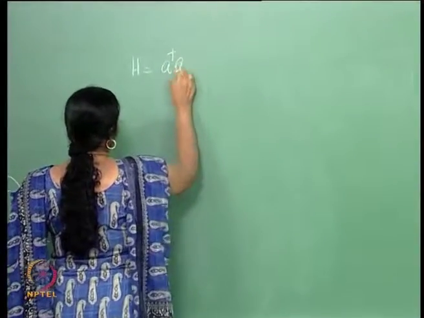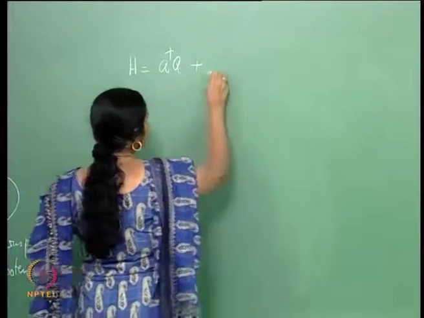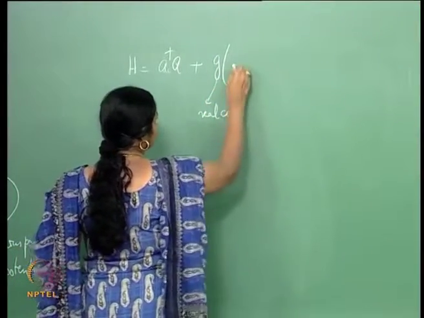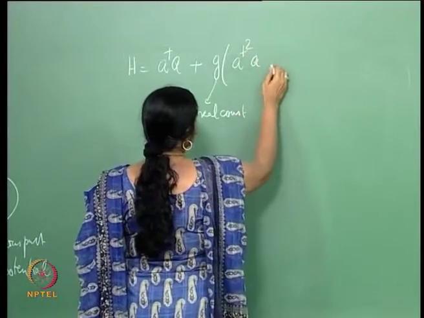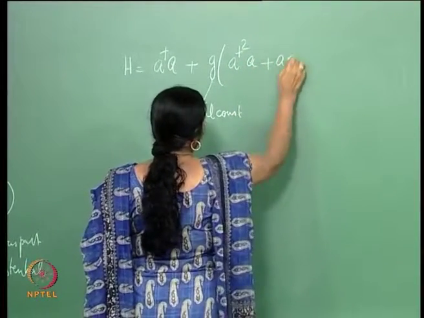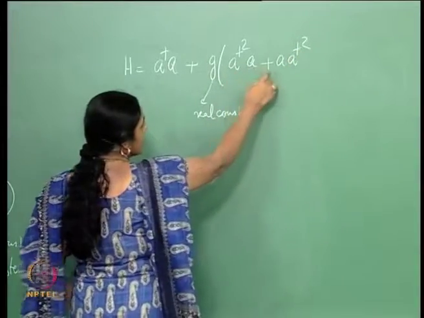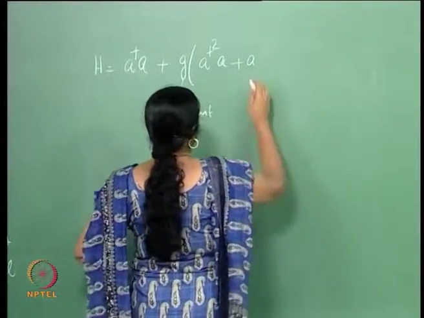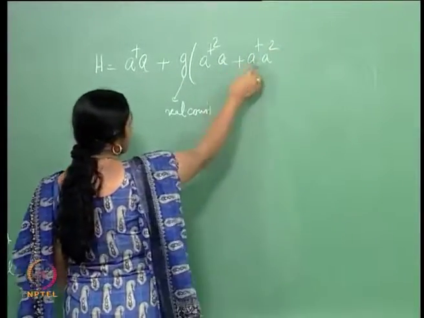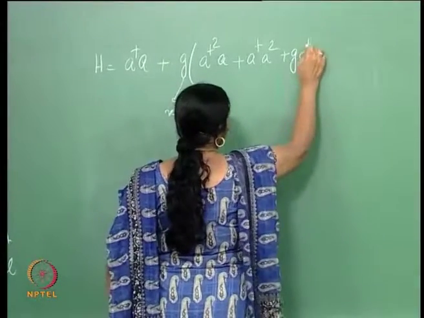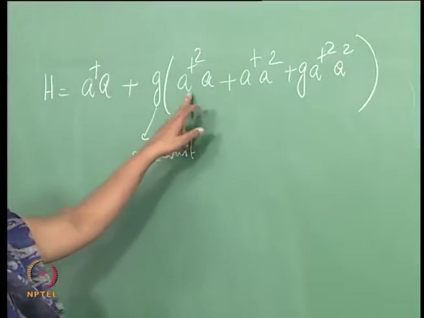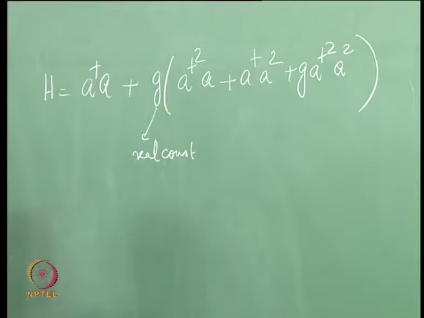The Hamiltonian is A dagger A plus some constant, real constant G, and there is an A dagger squared A plus A dagger squared, its Hermitian conjugate, plus A dagger A squared, its Hermitian conjugate, plus G A dagger squared A squared. Then this is Hermitian in itself. And this guy is the Hermitian conjugate of that. Now you look at this Hamiltonian.